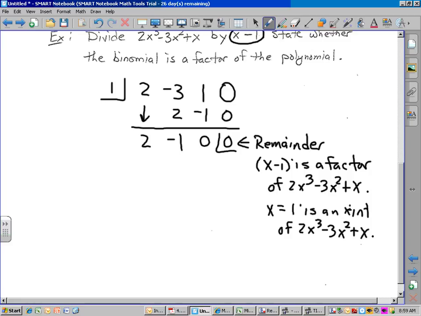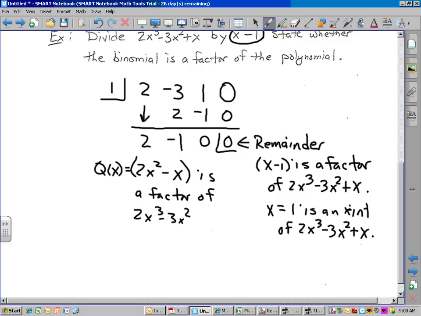Well, we also have a quotient here of 2x squared minus x. How is that used? Well, the quotient is also a factor of 2x cubed minus 3x squared plus x. Okay, that's also a factor.